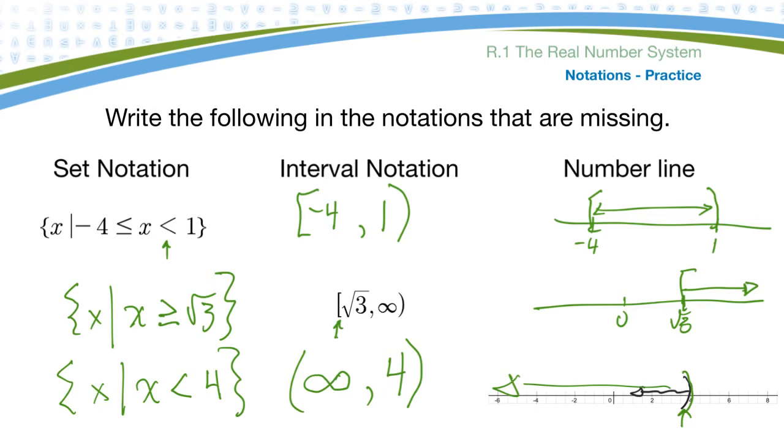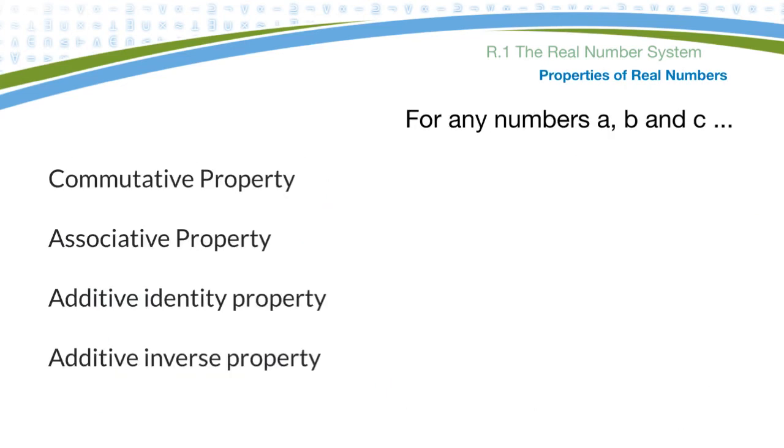clarifies those three notations. All right, now when we're dealing with real numbers, there's different properties that we can use. And I'll refer to these lots when we're solving equations or simplifying expressions. There's lots of these. The commutative property for addition and multiplication, not division or subtraction, means that it doesn't matter what order you add two things.